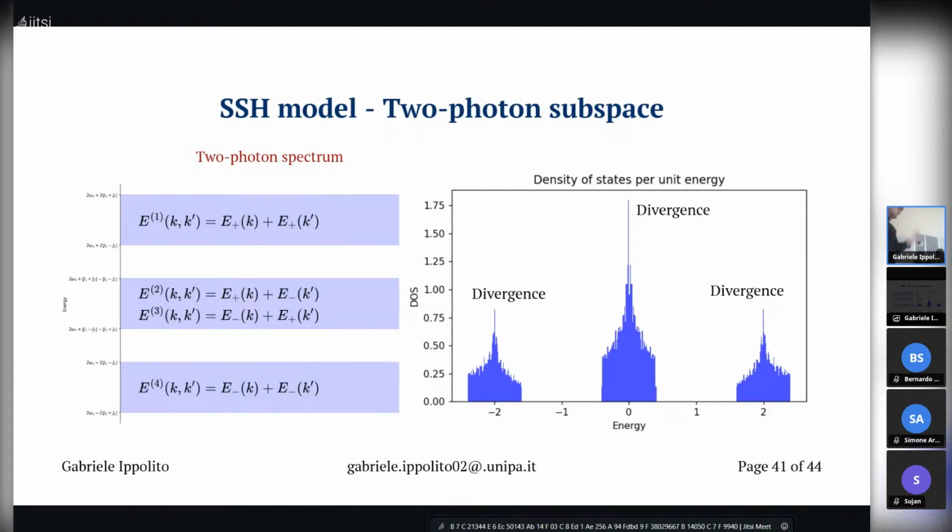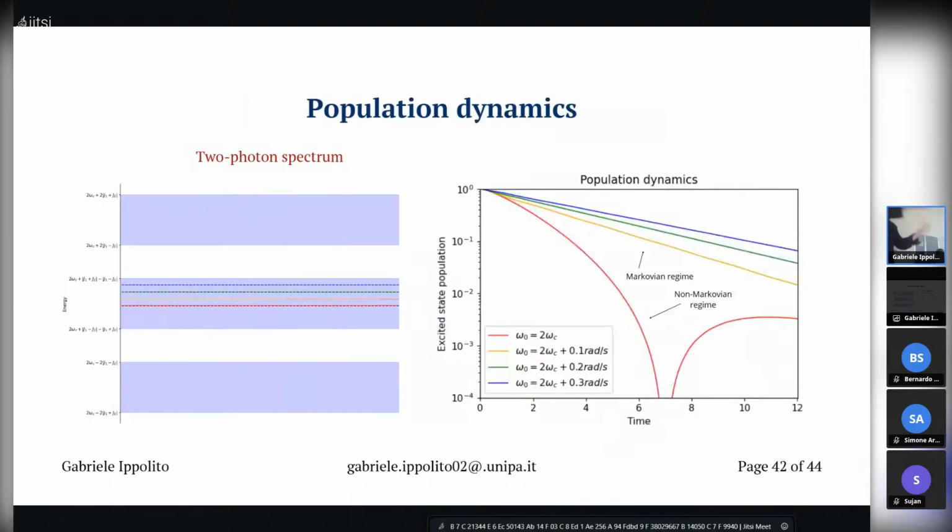Indeed, typical of higher dimensional systems. So what we expect is that, again, we will observe in a one-dimensional system with two-photon coupling a non-Markovian dynamics if we tune the atomic frequency at the center of one of these bands. And indeed, this is the case.